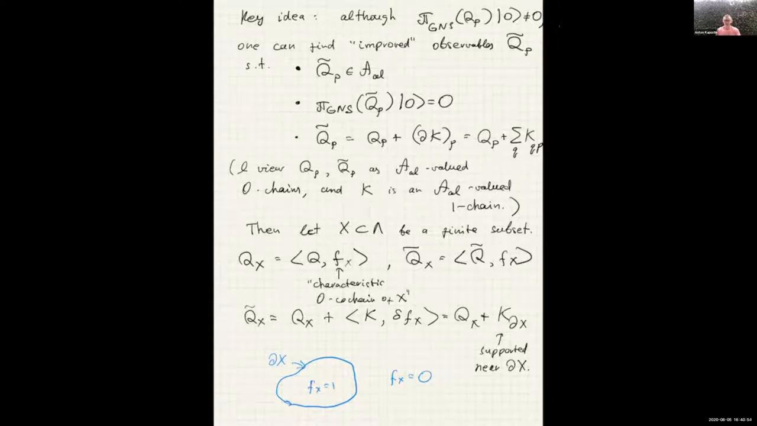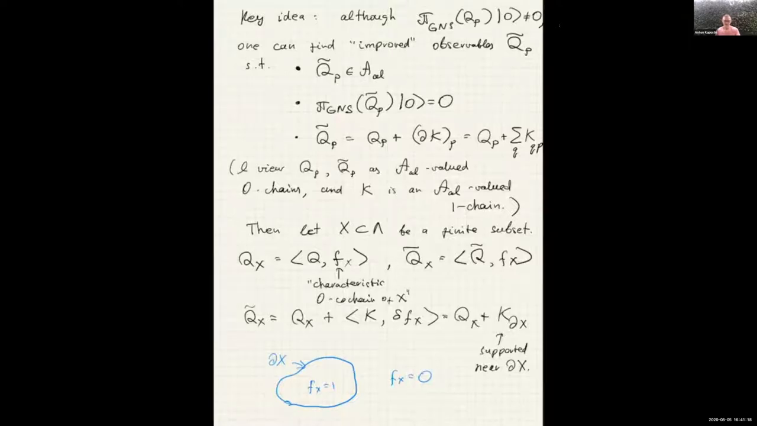So in the language of our previous lecture, K is an operator-valued one-chain, and I like to write it this way, using this boundary operator on chains, while Q and Q tilde are zero-chains. So it's saying we correct the zero-chain Q by adding some exact term to make this condition true.